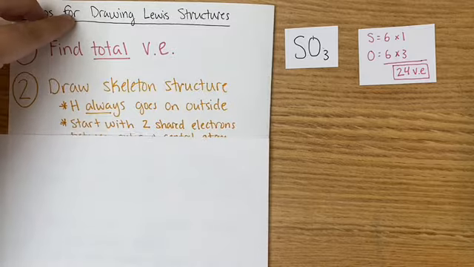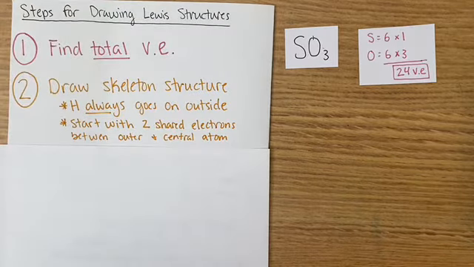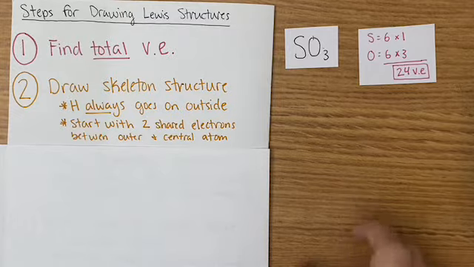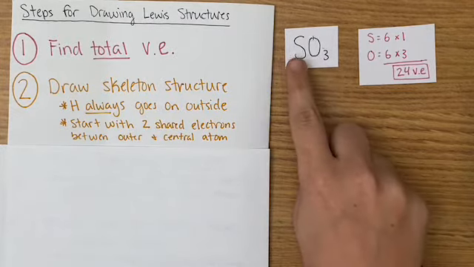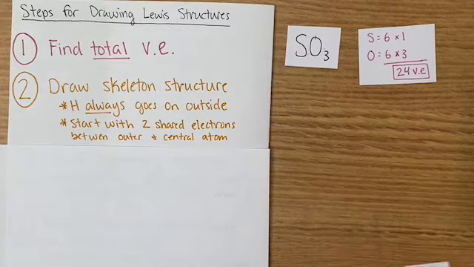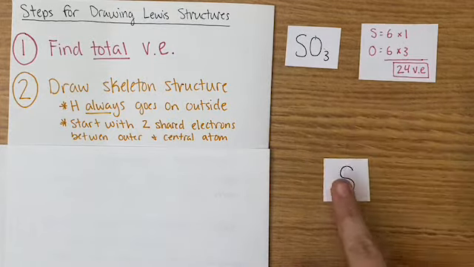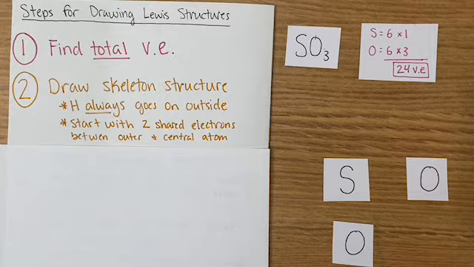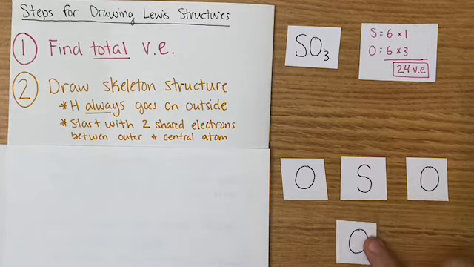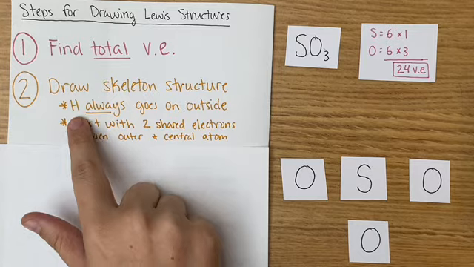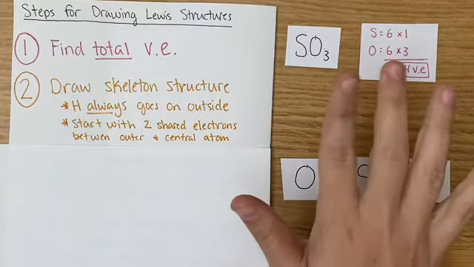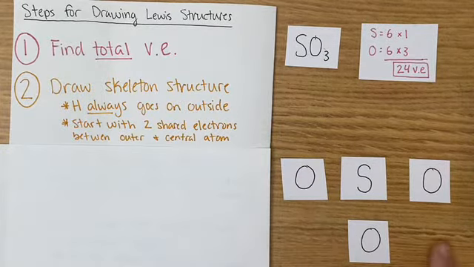Step 2 is going to be draw a skeleton structure. A skeleton structure means we're going to lay out all of the atoms that we have and start off by drawing just our shared electrons. We're usually going to take whatever atom comes first, and it's going to go in the middle. And then we're going to take whatever atoms we have after that and place them around the outside. The location doesn't really matter right now, just somewhere around the outside. One really important note is that hydrogen will always go on the outside. Doesn't matter if it's listed first or not. Hydrogen always goes on the outside.